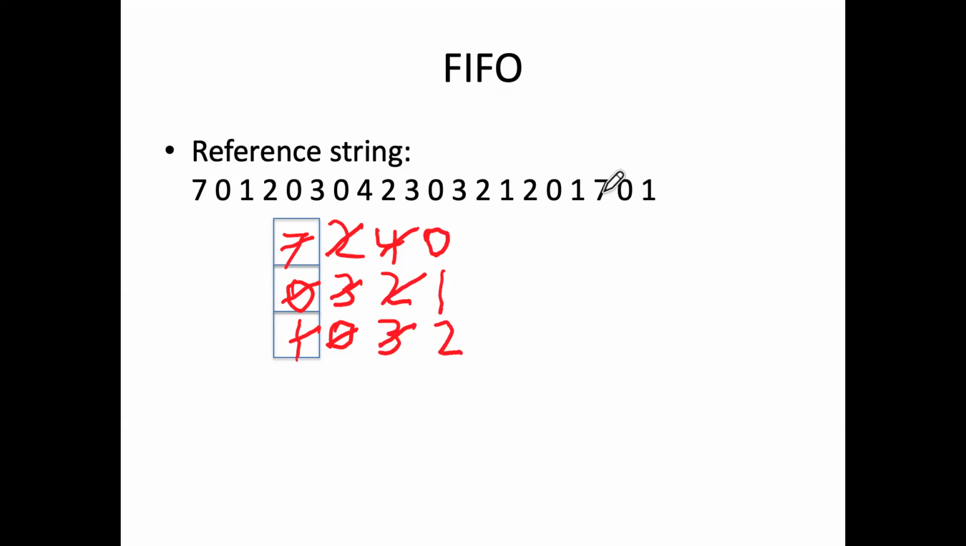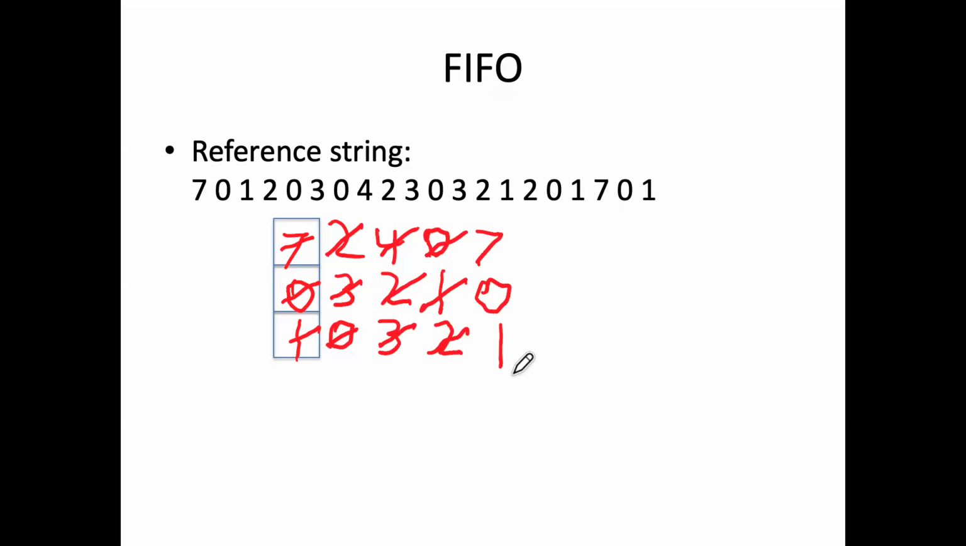When it accesses page 7, we're going to throw out page 0 to make room for page 7. When it accesses page 0, we're going to throw out page 1 to make room for page 0. And then when it accesses page 1, we're going to throw out page 2 to make room for page 1. That's 15 page faults we had.